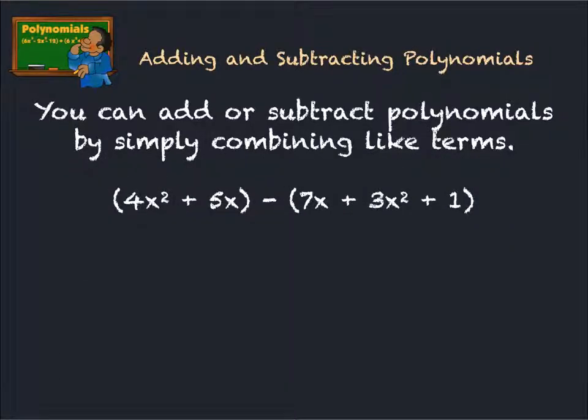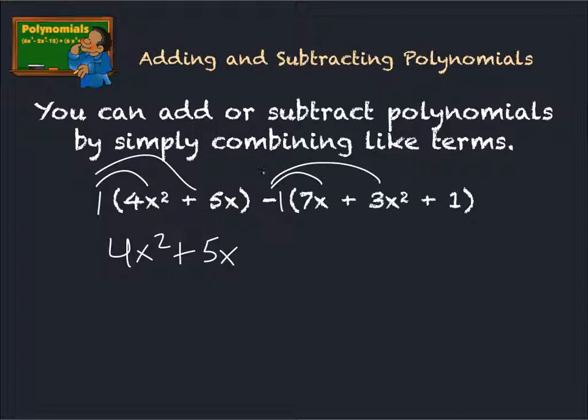Now, what about when we are subtracting polynomials? Okay, so if we're subtracting polynomials, again, you would distribute. So you could think of this as a negative 1, a positive 1. The positive one won't change that first binomial. It would still be 4x squared plus 5x. But this negative is actually going to change the sign of all the other terms in that second trinomial.